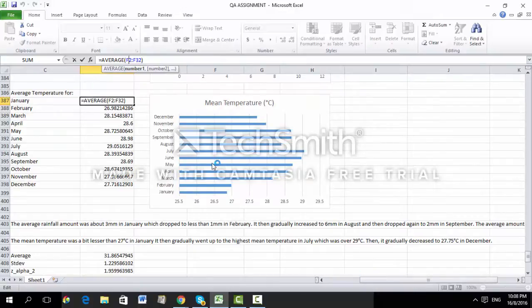As for mean temperature, it was a bit lesser than 27 degrees, and then it went up to the highest mean in July, which is over 29 degrees, as you can see here. Then it gradually, slowly decreased in December.